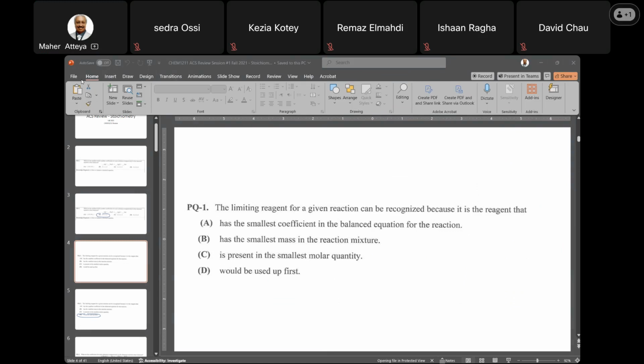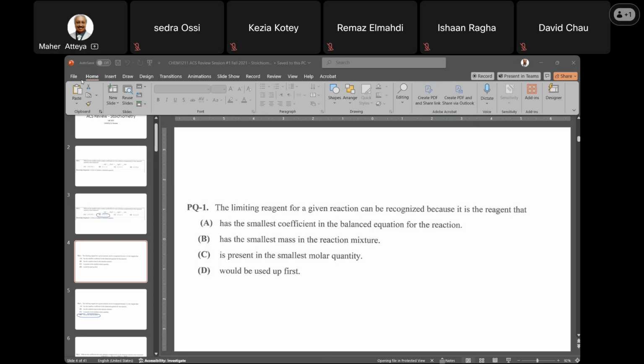The excess reagent for a given reactant can be recognized because the limiting reagent is the one that is consumed almost completely, and it's not in excess. After the reaction is done, it's already gone, almost. But the excess will still be present, an abundant amount. So which is the correct answer from this? Somebody will tell me. D. Be used up first. Yes, that's correct.